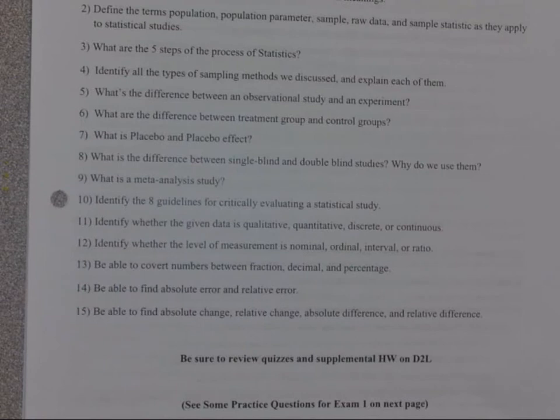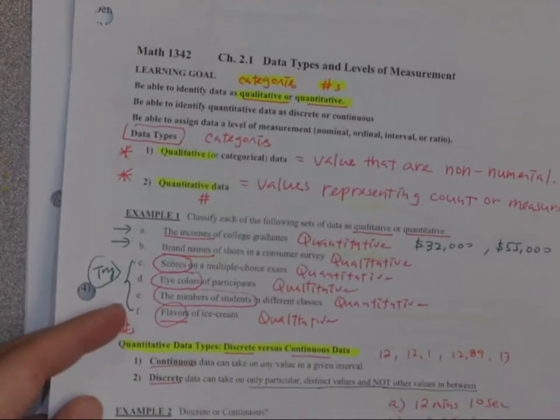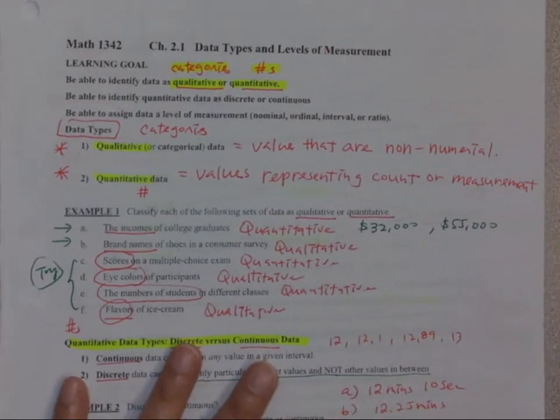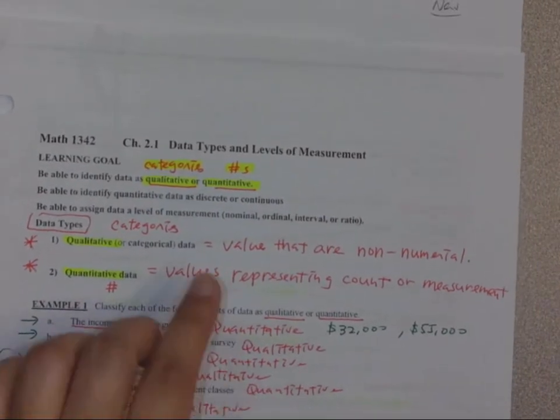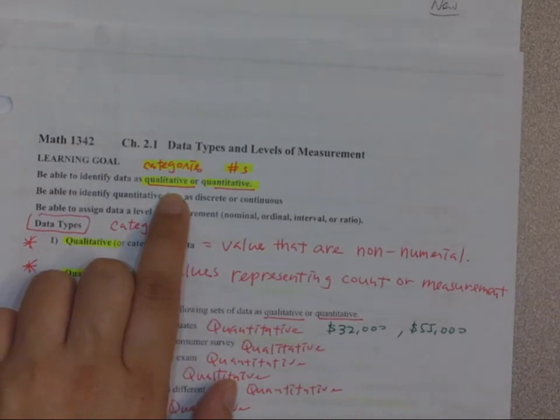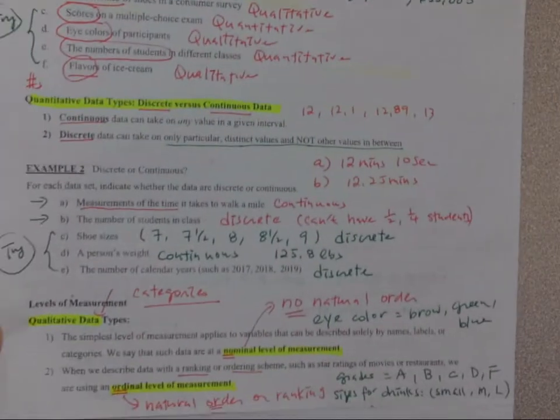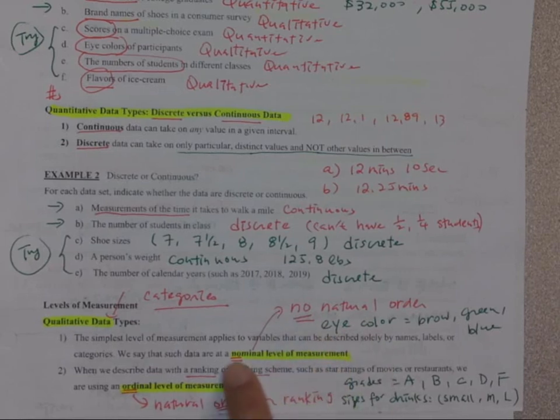Starting in chapter 2, we have some calculations. Okay, 2.1 is about the data type and the level of measurement. For this, we have 2 types of data, qualitative and quantitative. How are they different? Qualitative are what kind of data? Category. Quantitative? Numbers. So for qualitative, we also separate them a little bit further with the nominal level and the ordinal level.